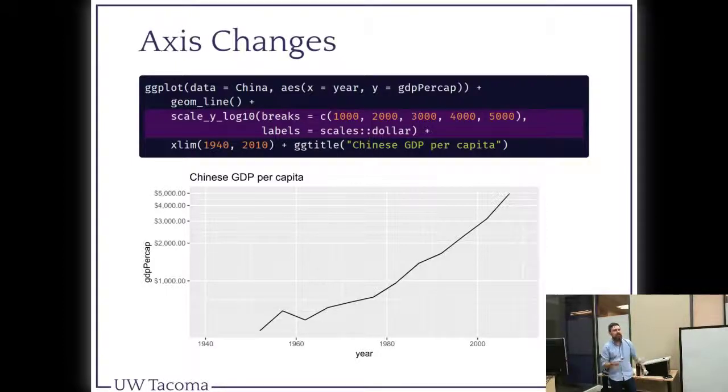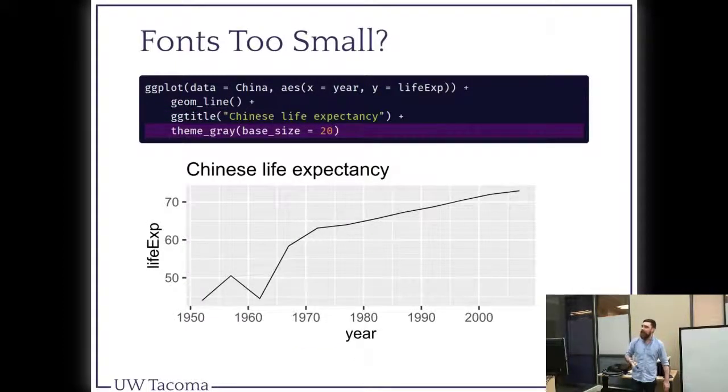Anything else? Okay. Maybe your fonts are too small, or maybe, like me, you're basically just going blind. You want to make your text really big. The only thing I did here is I said base size equals 20, which is the same thing I showed before, inside my theme gray call. Theme gray is this gray plot where the gray is what's drawing your grid lines. Yeah, base 20. Shown that before. Nothing fancy here.